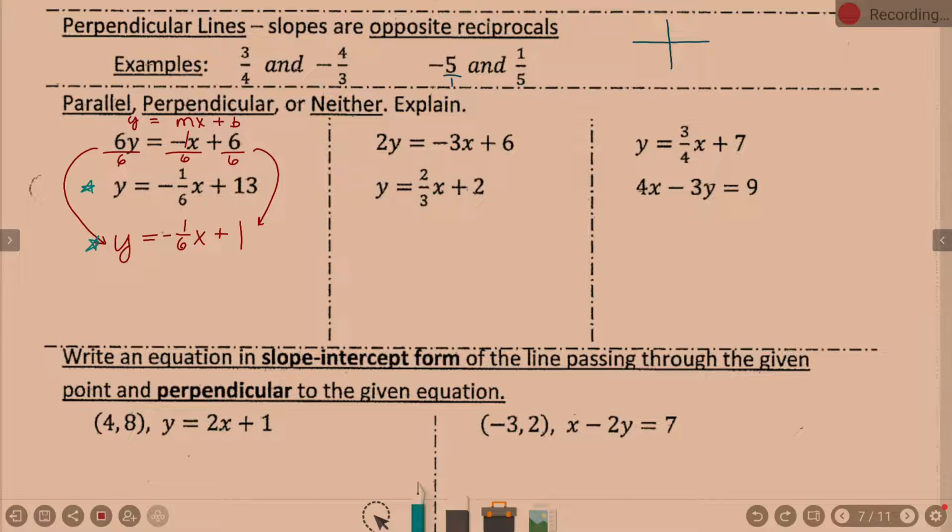How do I decide? We have to look at what? The middle, with the negative 1/6x. Yeah, okay, because we need to look at the slopes, right? And where is slope? That's the m that's part of the x. So what do we know about these two slopes? They're the same. What type of lines have the same slopes? Parallel. So guess what? These lines are parallel.